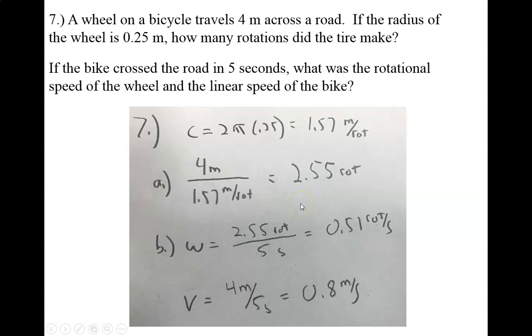The next question is, if the bike crossed the road in 5 seconds, what was the rotational and linear speed of the bike? To figure out the rotational speed, we know it made 2.55 rotations divided by 5 seconds, and that gives us 0.51. There's my little symbol for rotational speed. It looks like a W. You saw that in the equation Vt equals R omega. It's really a Greek lowercase omega. And for the linear speed, we take the linear distance it traveled, which was 4 meters, and divide that by the time, which is 5 seconds, and we get 0.8 meters per second.